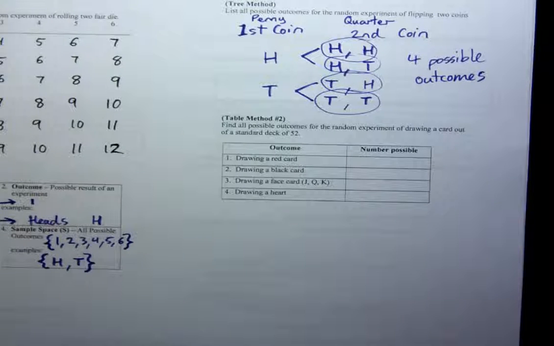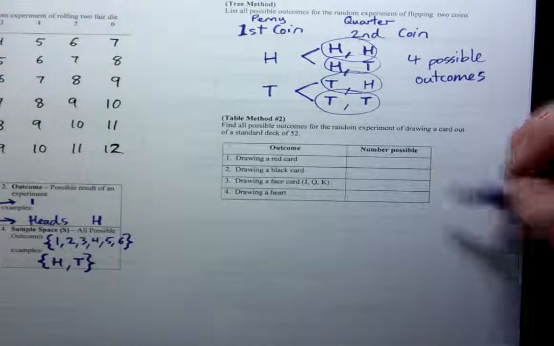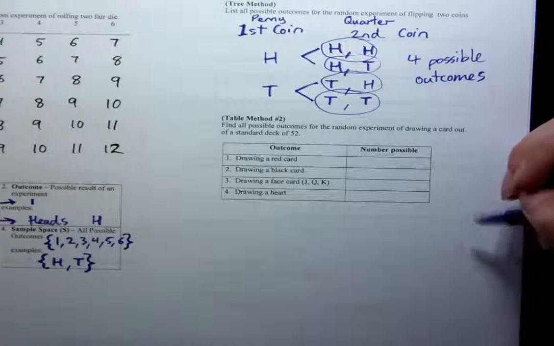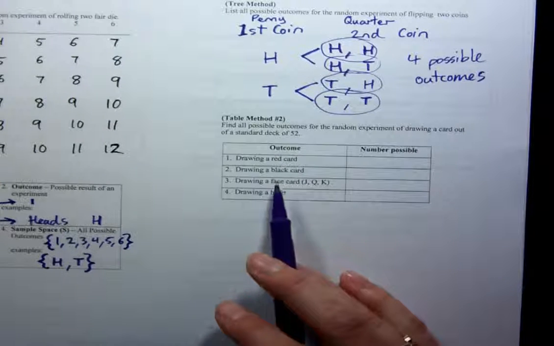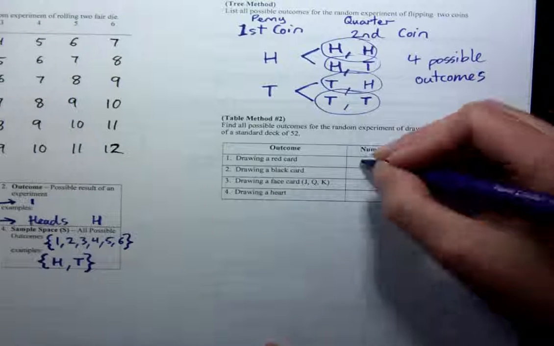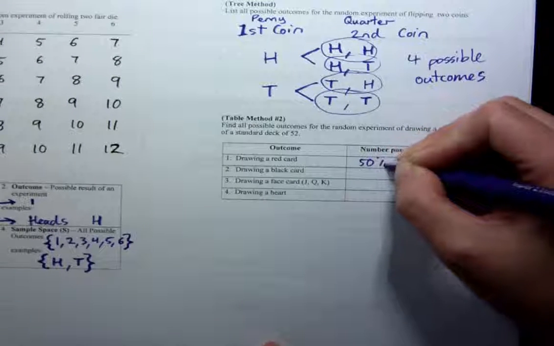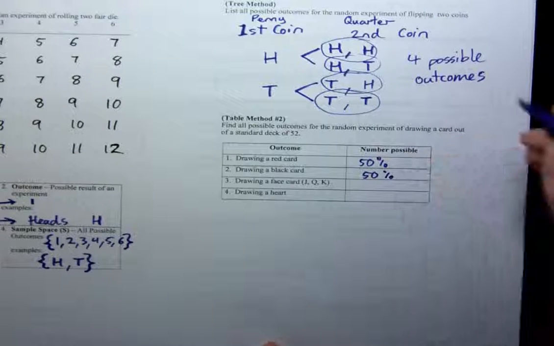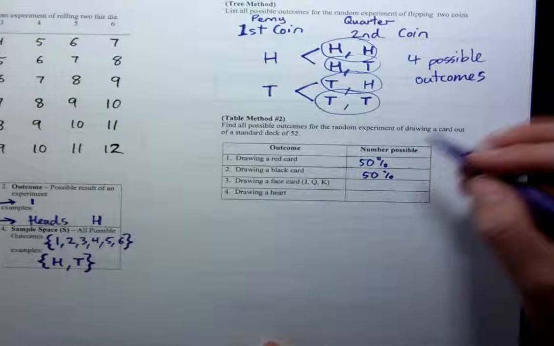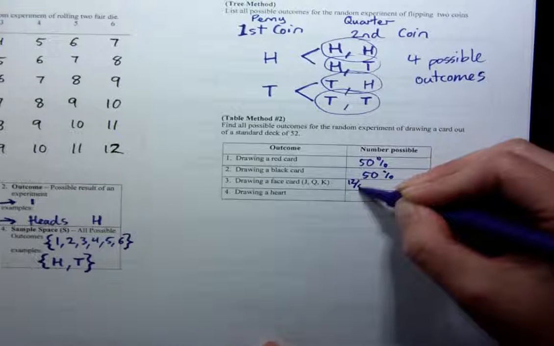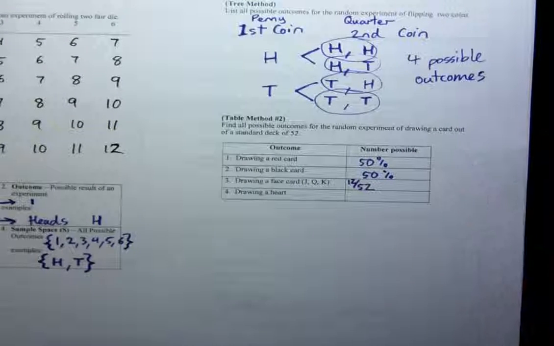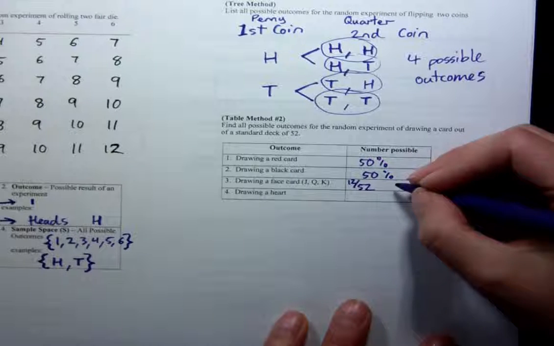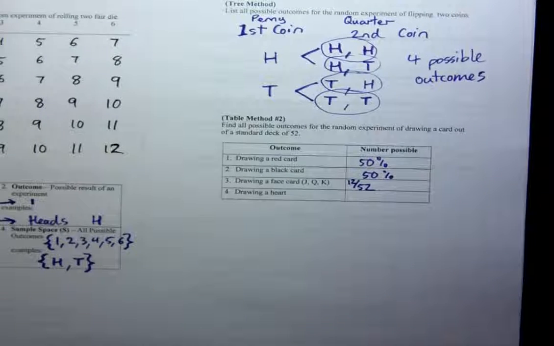All right, so think back to that picture of the deck of cards we had up there. We did most of these out loud already. What was the probability of drawing a red card? 50%. How about a black card? How about a face card? So 12 out of 52. So what does that become when it simplifies?